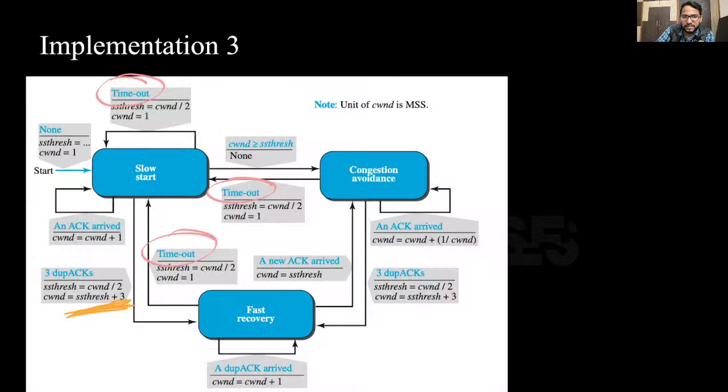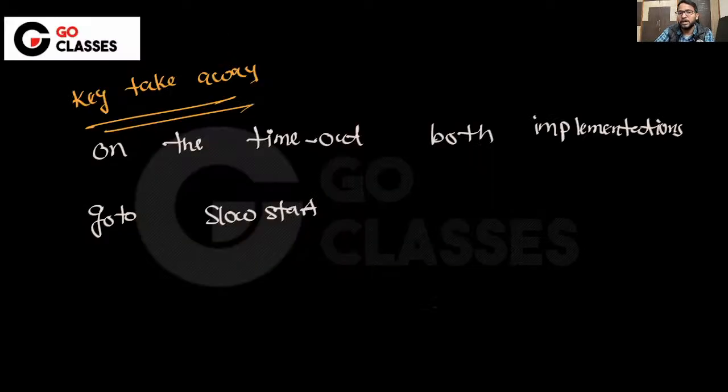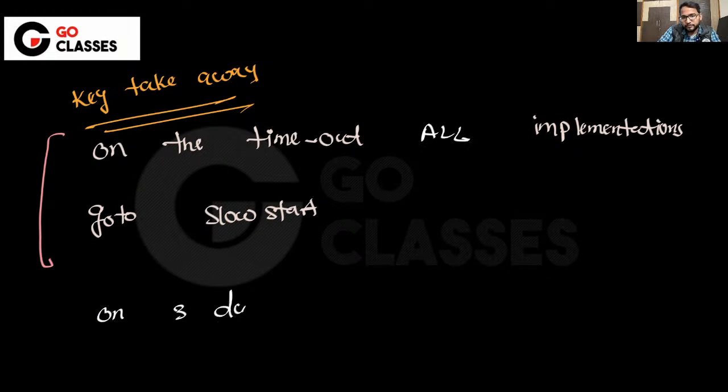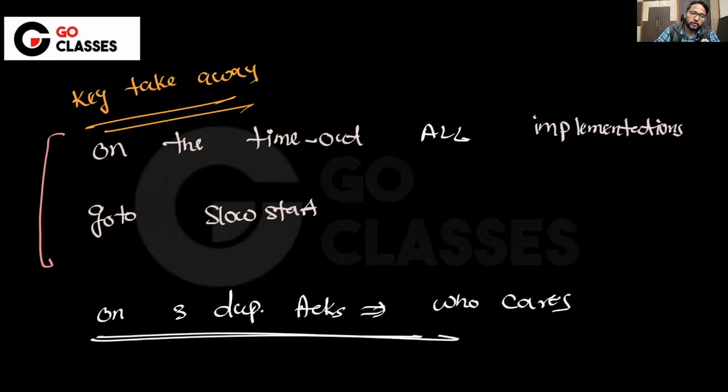At the 3 duplicate ACK case, the things are very complicated. You are incrementing it by +3, and you are introducing one more state, fast recovery or something. So the key takeaway here is that on the timeout, not just both implementations, all implementations go to slow start. On 3 duplicate ACKs, who cares? Don't remember it. What's going to happen on the 3 duplicate ACKs will be given in the question.